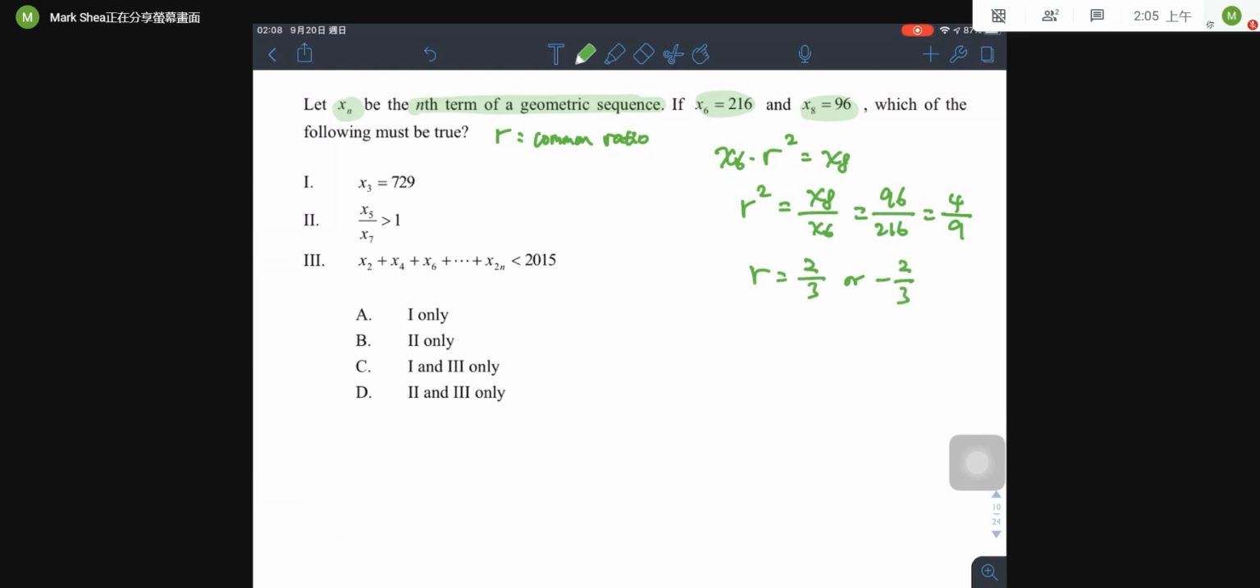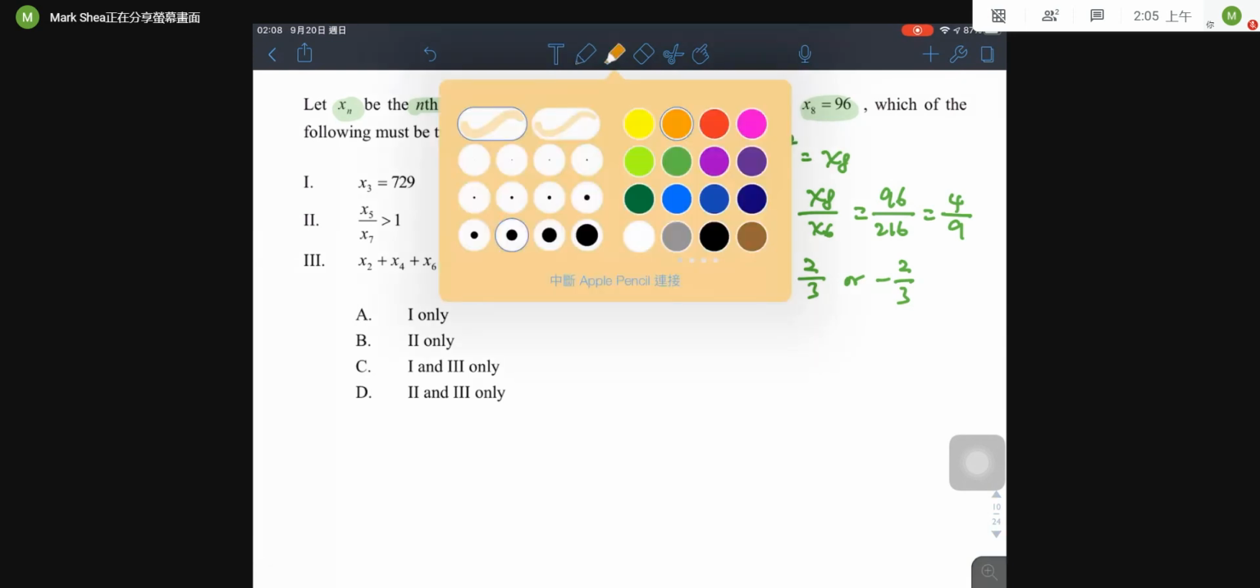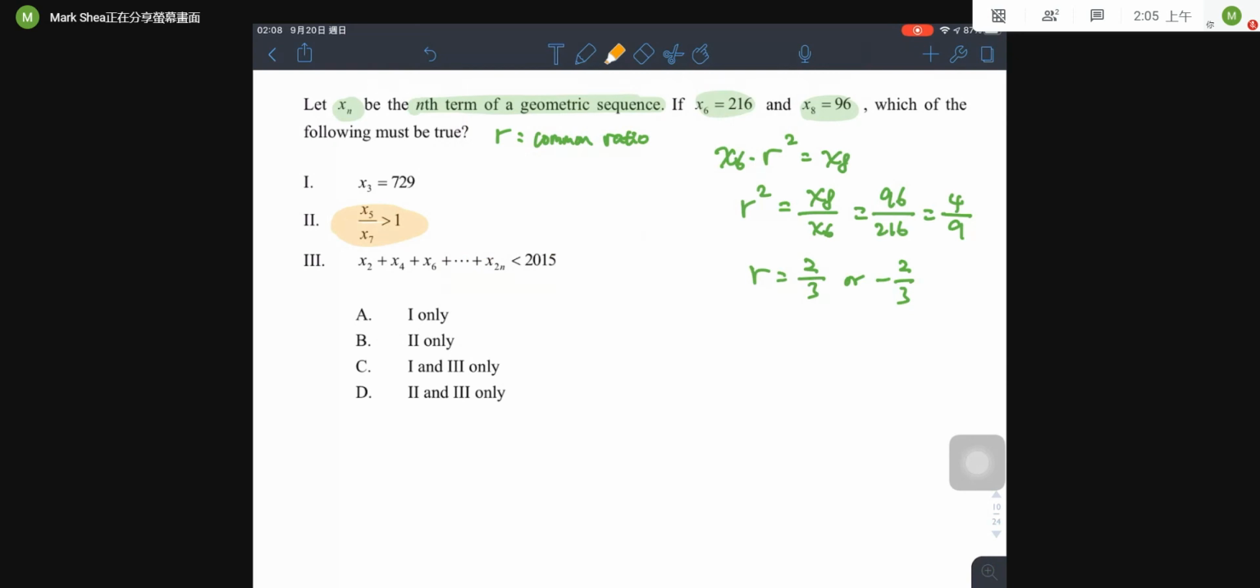Now, to determine the options 1, 2, 3, let's look at option 2 first. For option 2, it is about the ratio of x5 and x7. Actually, the ratio of x5 and x7 is quite similar to the ratio of x6 to x8. Let me start from x5.